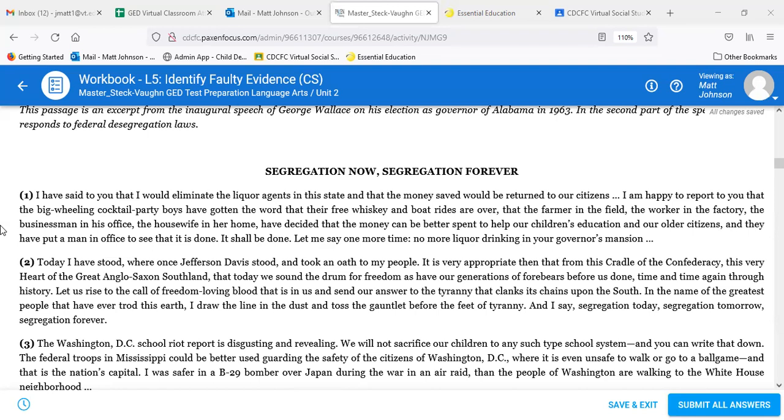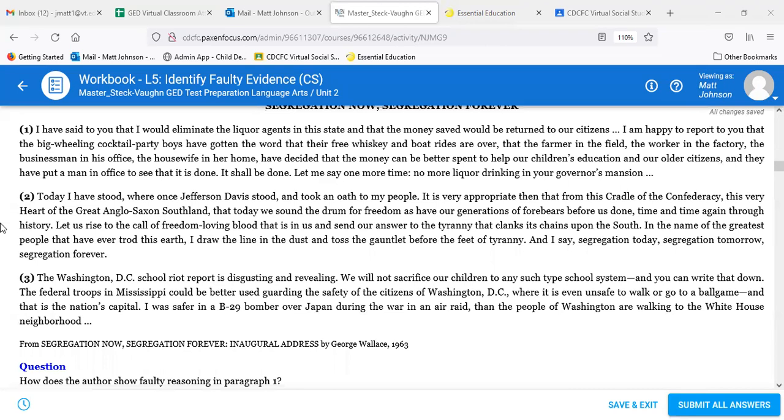The Washington, D.C. school riot report is disgusting and revealing. We will not sacrifice our children to any such type school system, and you can write that down. The federal troops in Mississippi could be better used guarding the safety of the citizens of Washington, D.C., where it is even unsafe to walk or to go to a ball game, and that is the nation's capital. I was safer in a B-29 bomber over Japan during the war in an air raid than the people of Washington are walking to the White House neighborhood.